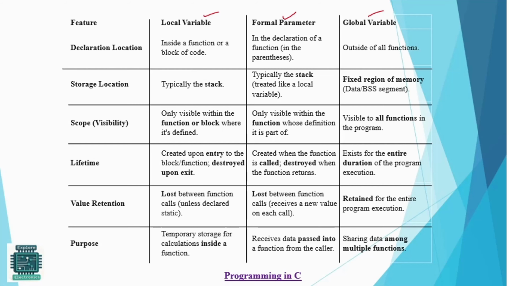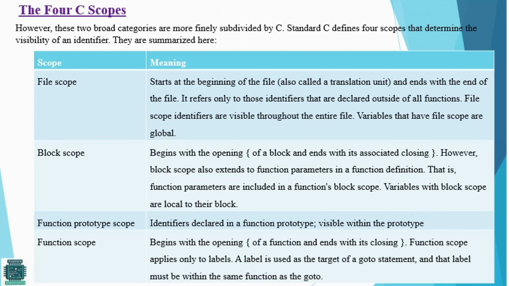Take it down. Okay. Now, the last concept for the day is the four C scopes. However, the three broad categories are more finely subdivided by C, that is, four scopes that determine the visibility of identifiers. These are summarized here. The four scopes mean the C scopes defined here.